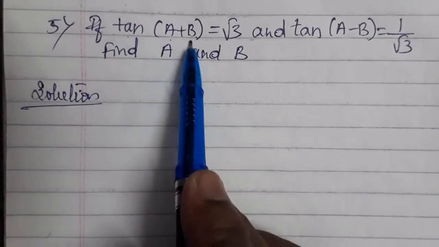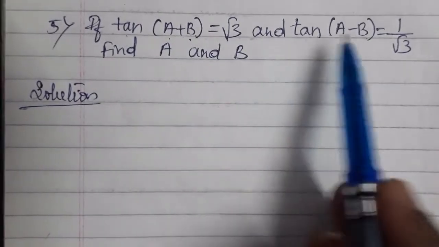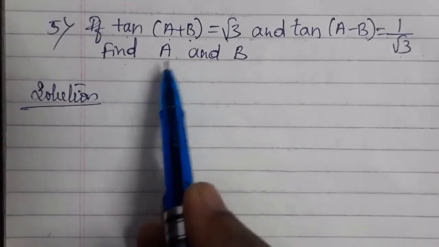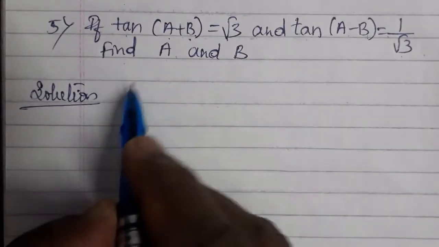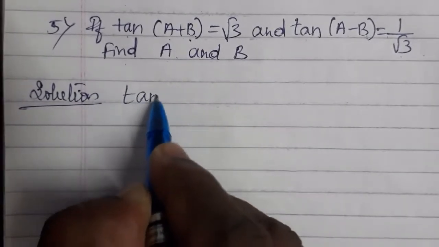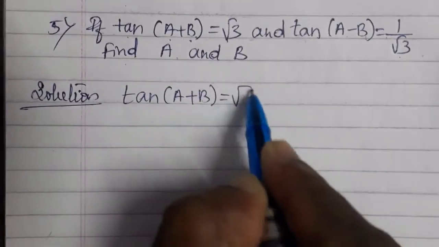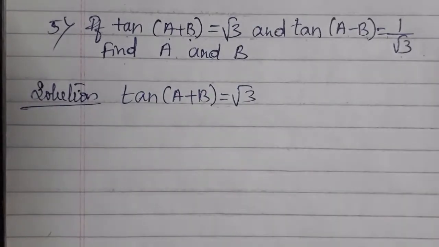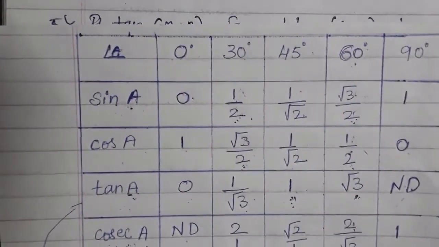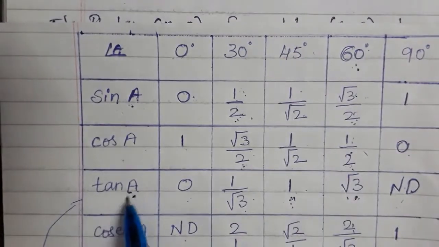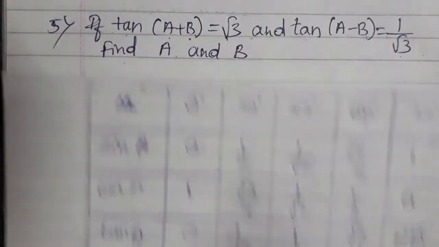If tan(a + b) is equal to root 3 and tan(a - b) is equal to 1 by root 3, find the values of a and b. Now we'll see. We'll start from tan(a + b) is equal to root 3. So what angle has the tan value root 3? You just check. Root 3 belongs to tan 60 degree.